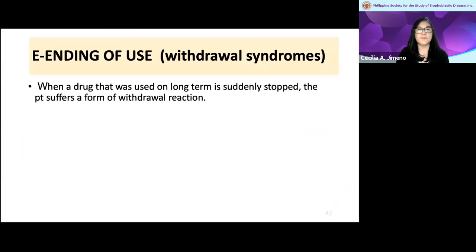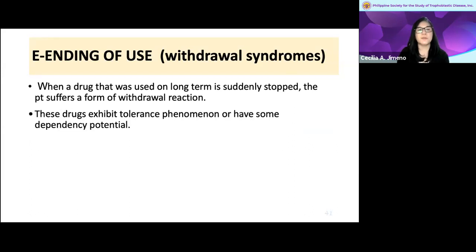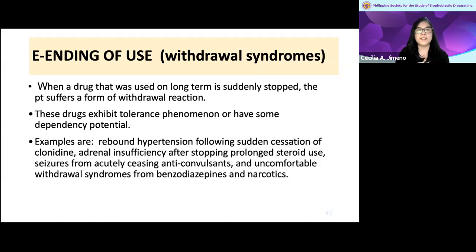Next is the ending of use, or the withdrawal syndromes. When a drug that is used in the long term is suddenly stopped, the patient suffers a form of withdrawal reaction. And these are also some drugs where patients exhibit tolerance or have some dependency potential. Some common examples are the intake of clonidine, a drug for hypertension, where if you withdraw it, you develop rebound hypertension, or adrenal insufficiency after stopping prolonged steroid use, or seizures after acutely ceasing anticonvulsants.